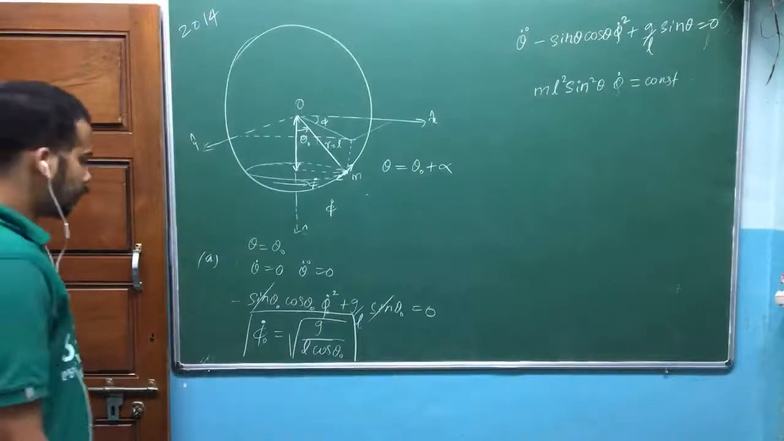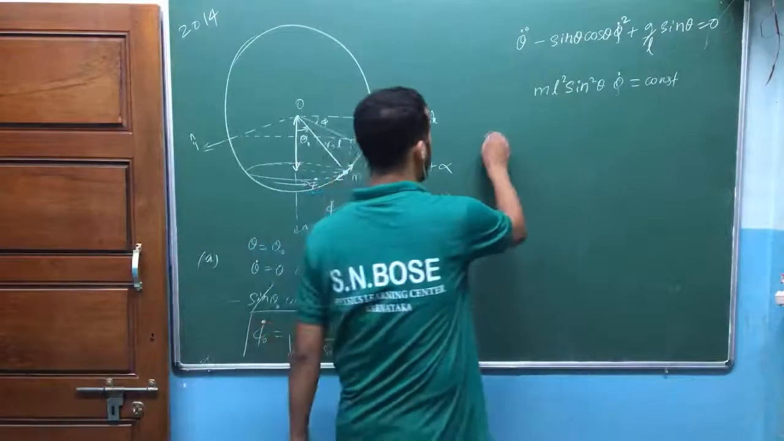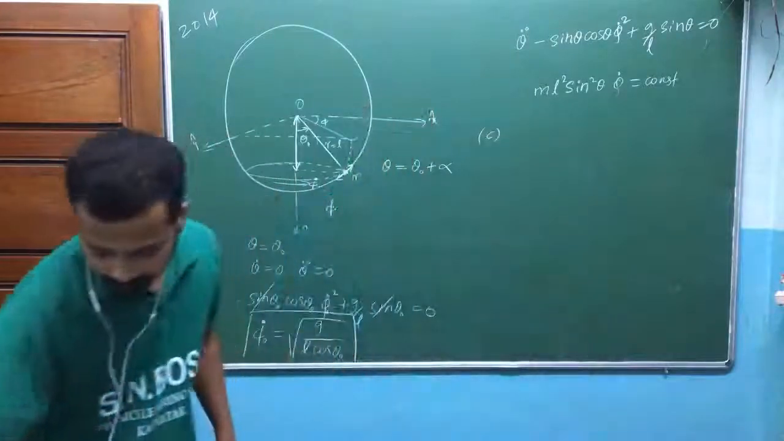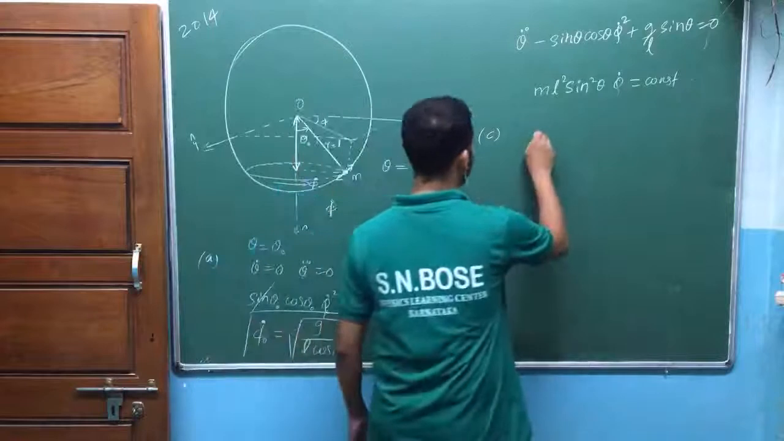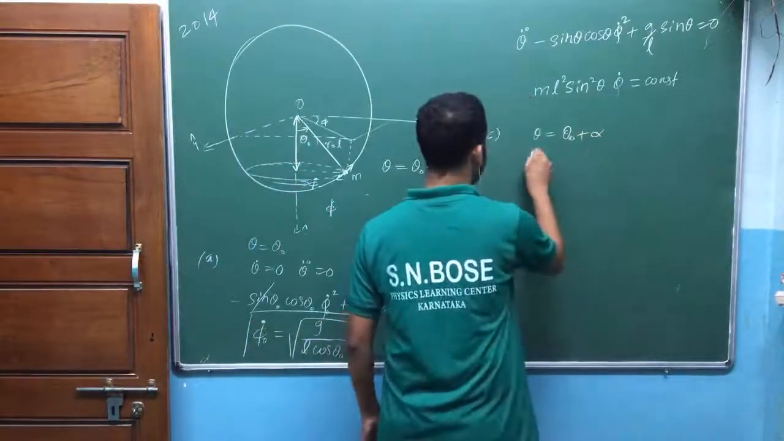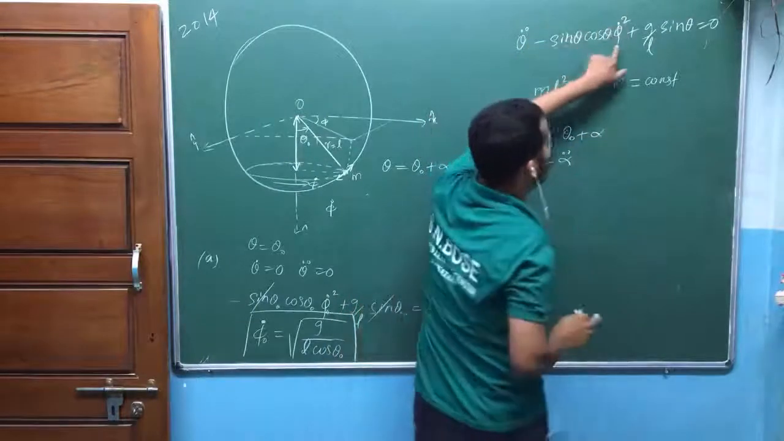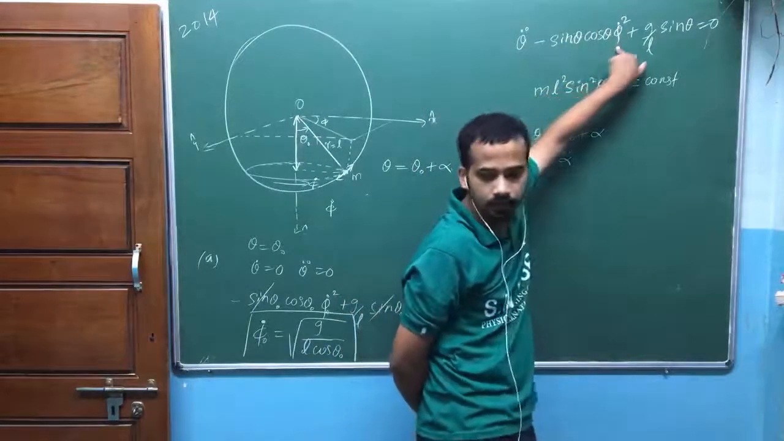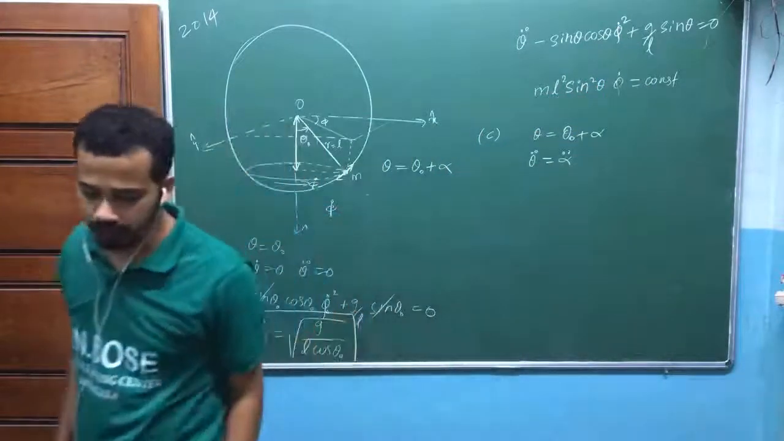So part A is over here. Again, I should go for part C. Let me go for part C of the question, where he is asking about some small oscillation about theta, where I have to substitute theta is equal to theta naught plus alpha. Then theta double dot, theta naught is constant, that's equal to alpha double dot. You can substitute here, but the problem is with phi dot square. You should try to eliminate it.